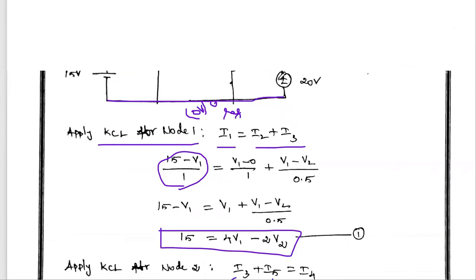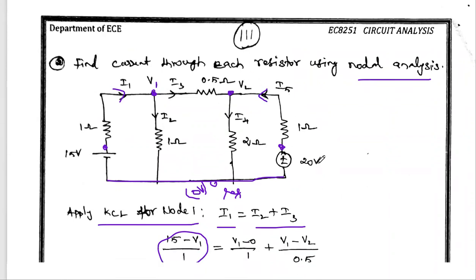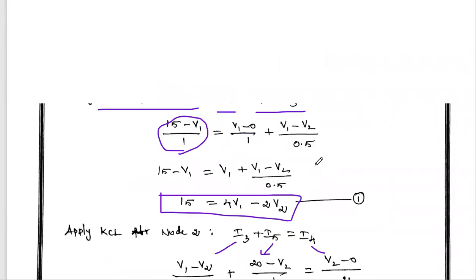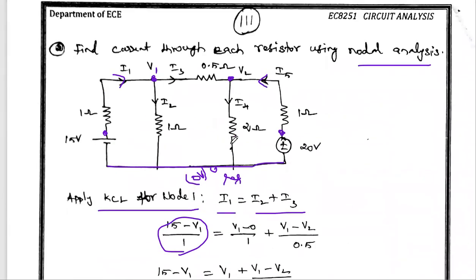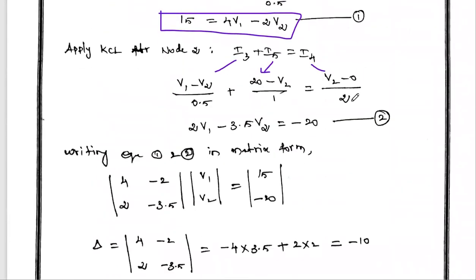Then what is I5? I5 is the current flowing through this 1 ohm resistor. In the 1 ohm resistor, what is the starting end voltage? This 20 volt, minus the ending end voltage V2. So I5 is (20 minus V2) divided by 1. Then what is I4? I4 is the current flowing through this 2 ohm resistor, so (V2 minus 0) divided by 2.